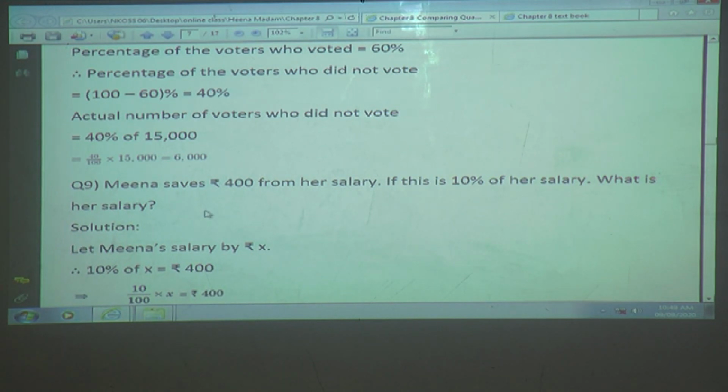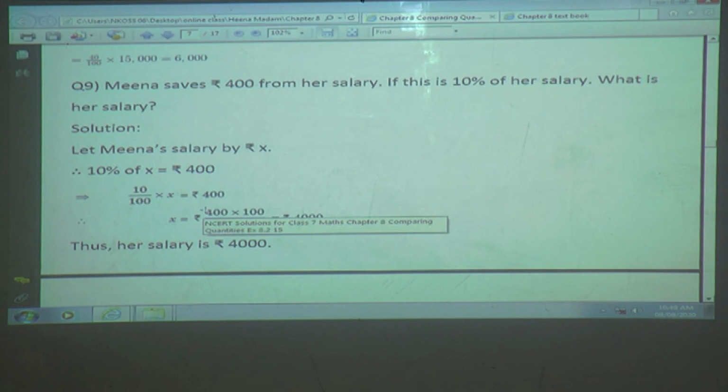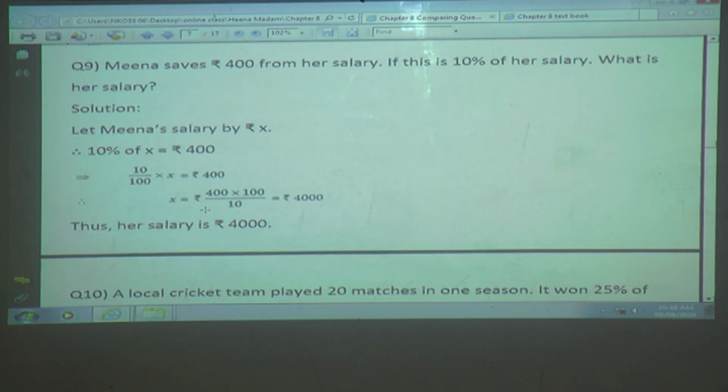Now another example is a very easy one. Here Meera saves rupees 400 from her salary. If this is 10% of her salary, what is her salary? Out of her salary she saves 400 rupees, and if it is 10% of her salary, what will be Meera's salary?